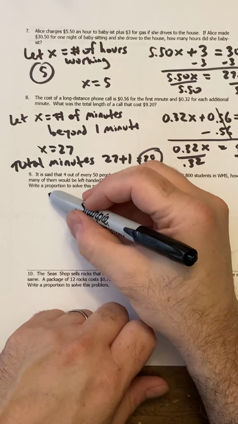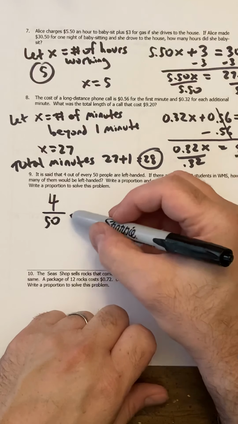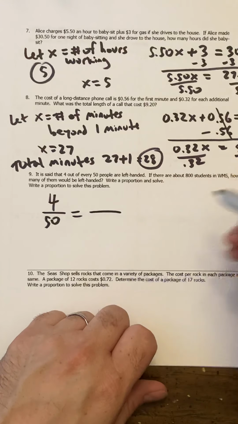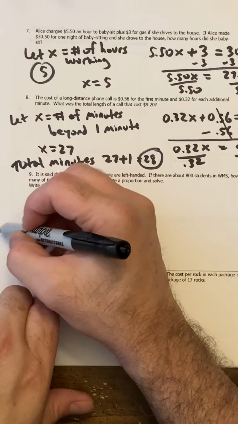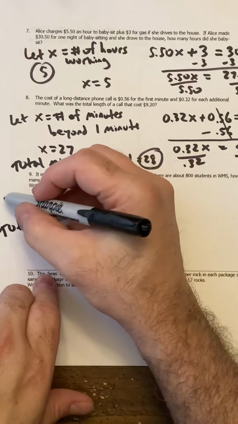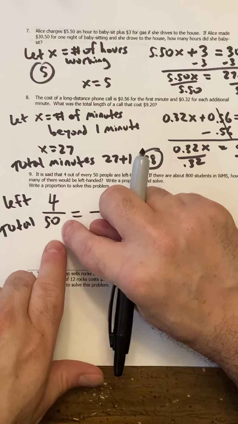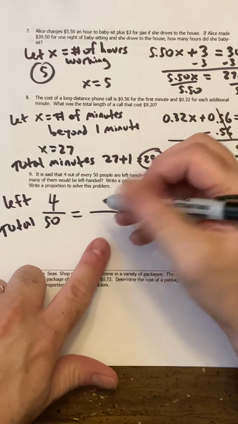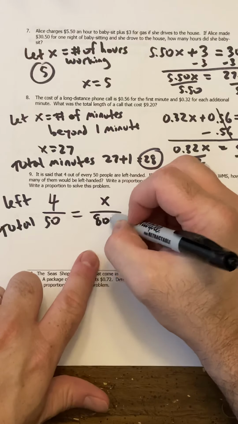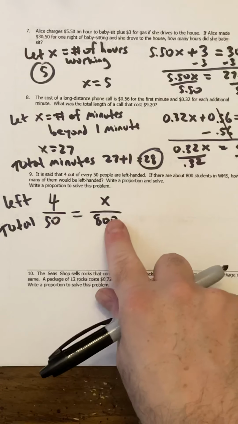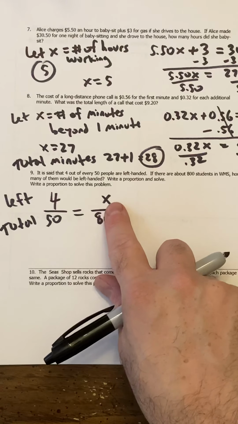We know that there are 4 left-handed people out of 50 people, but we know that there are 800 people in the school. So this is the total number of people. This is total. And the numerator is the left-handed people. So 4 left-handed people per 50 people. Here we don't know how many left-handed people in the school there are, but we do know that there are 800 people in the school. So that's the total number of middle school students. And we're trying to find the number of left-handed students.